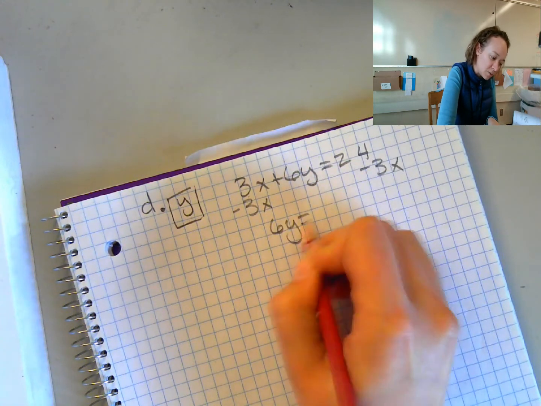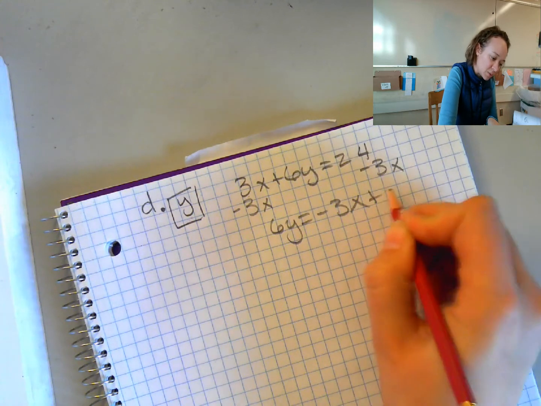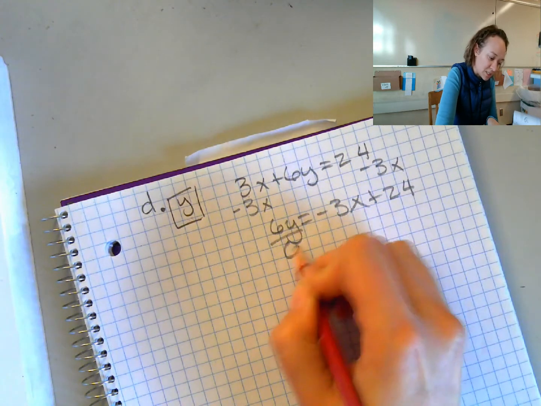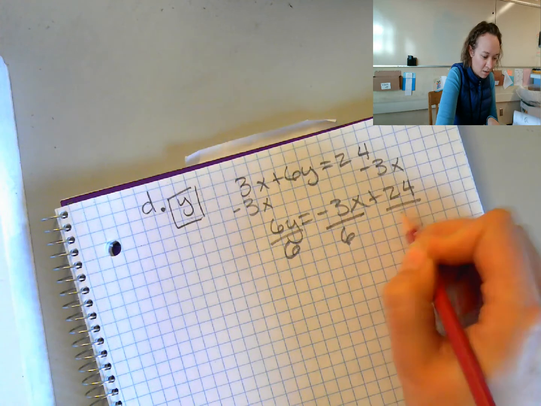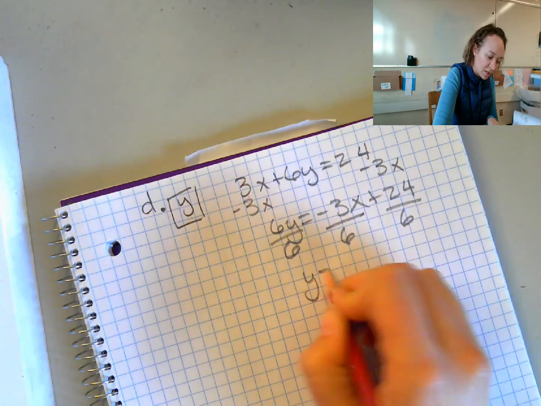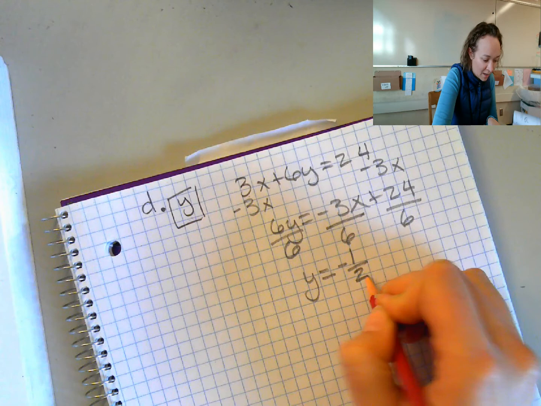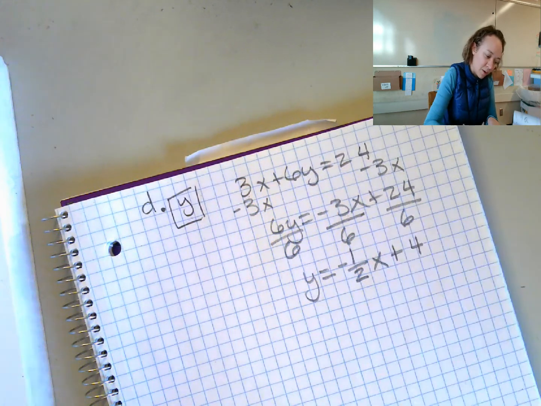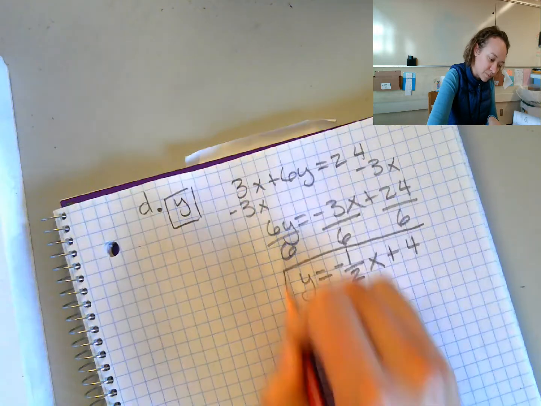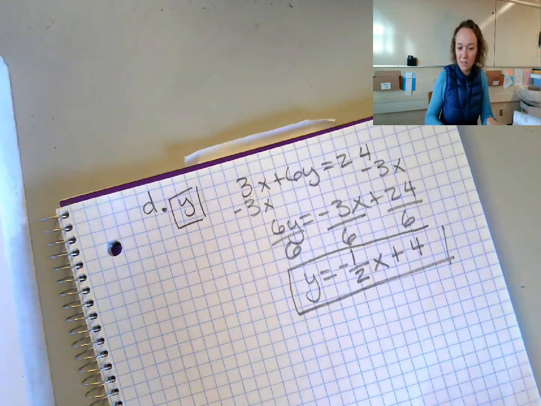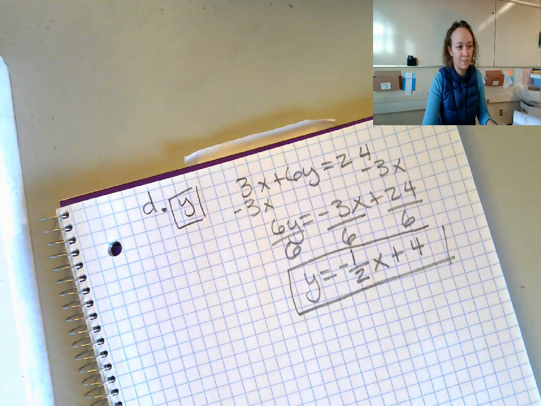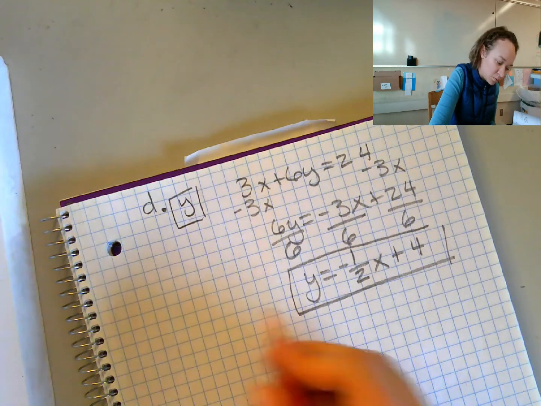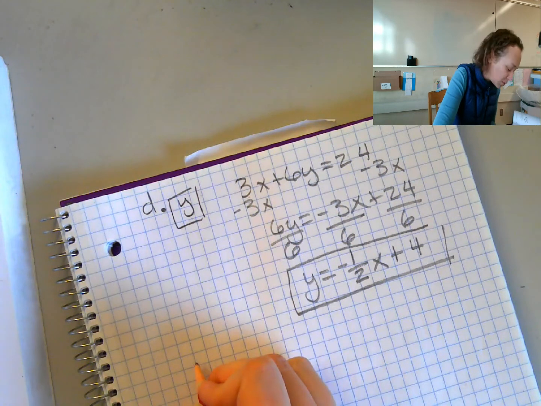So 6y equals negative 3x plus 24. I'm going to divide by 6 all across the board and get y equals negative 1/2 x plus 4, because 3/6 is the same as 1/2. Then, that was D, so we're now on E.